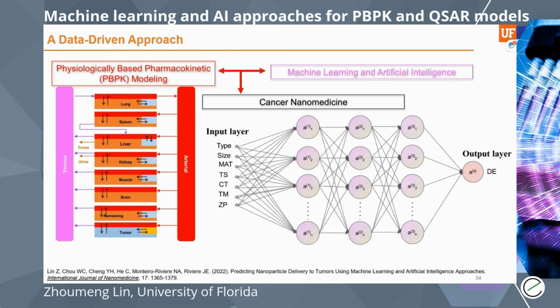And then after we have this model, it can simulate the kinetic profile of more than 200 nanoparticles for different dosing regimens. We use the model to generate a lot of simulated data, and then we build a machine learning model to predict the delivery efficiency based on the physical-chemical properties of the nanoparticles. This is a simple data-driven approach.